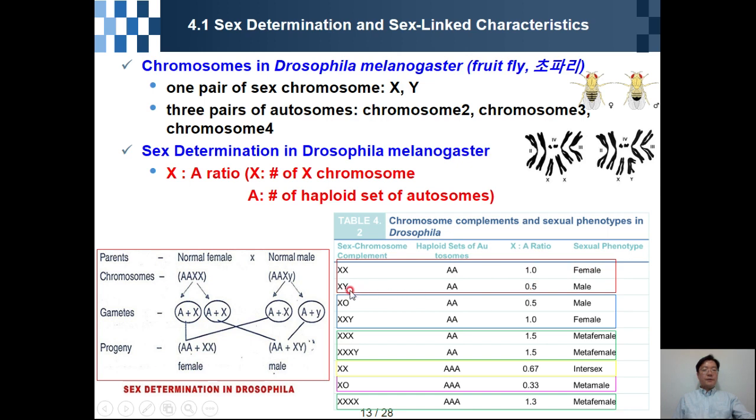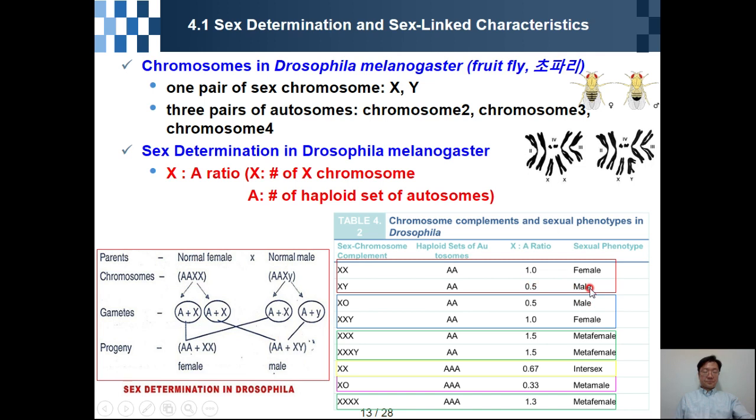How about in these cases? What is the number of X chromosomes? In these male cases, they have only 1. How about the number of haploid sets of the autosome? 1 and 2, they have 2. So the final ratio will be 0.5. It means that it will make the male.